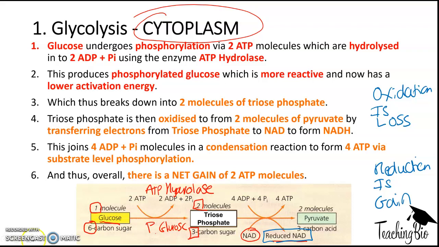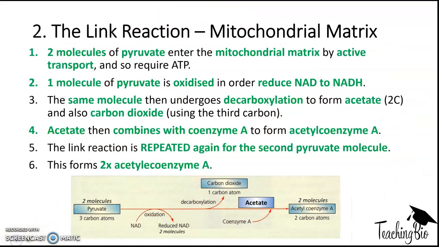In this step, there is also the combining of 4 ADP and Pi molecules to form 4 ATP in a condensation reaction by substrate level phosphorylation. Therefore, overall, we have a net gain of 2 ATP molecules because we put in 2, we get out 4, meaning that there's a net gain overall of 2 ATP, and it's important that you can recall that.